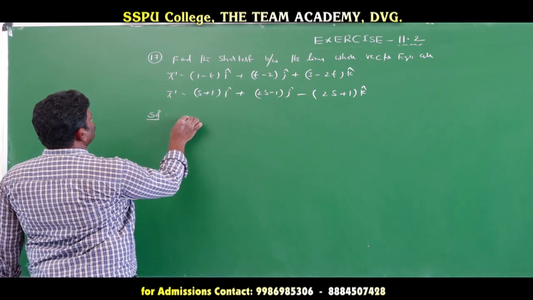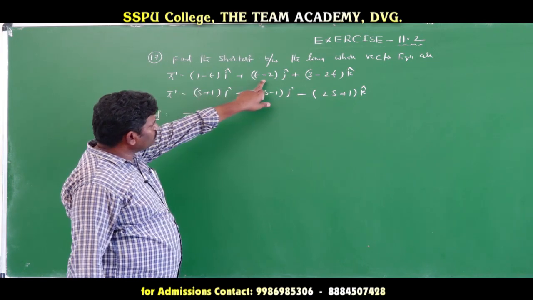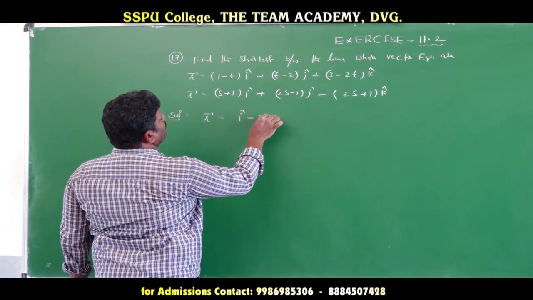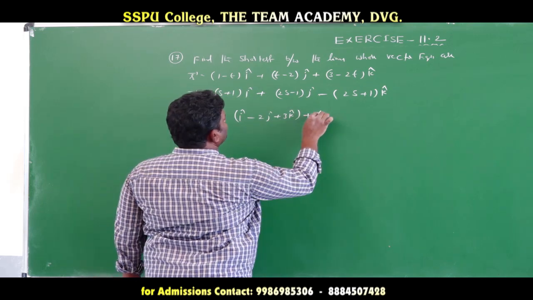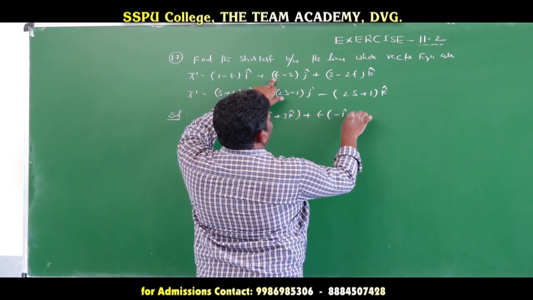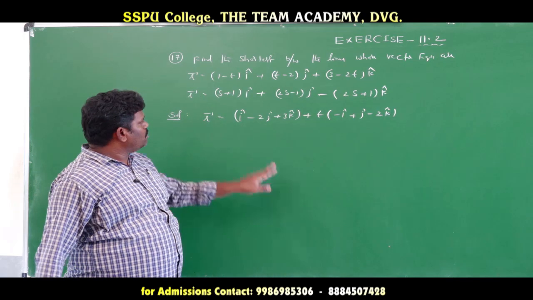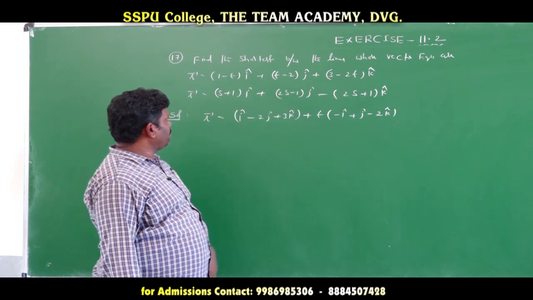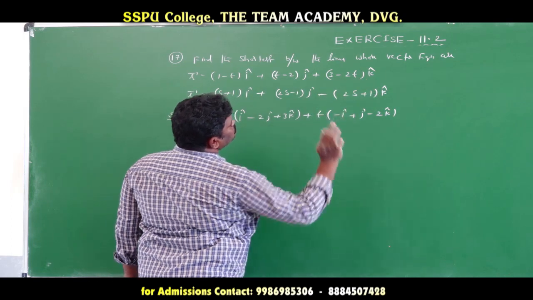Then what have we done here? R bar is equal to, here the first constant values are 1, minus 2, 3. So we take i cap minus 2j cap plus 3k cap as a1 bar, plus t common. Taking t common, we get minus i cap plus j cap minus 2k cap.